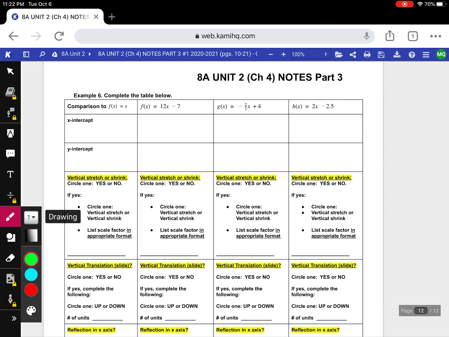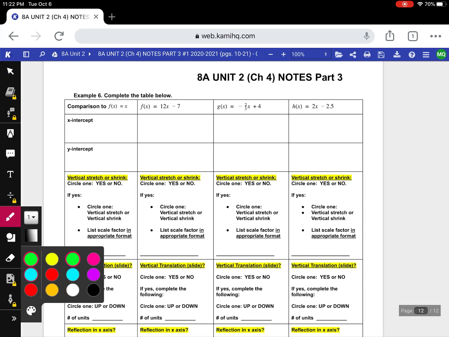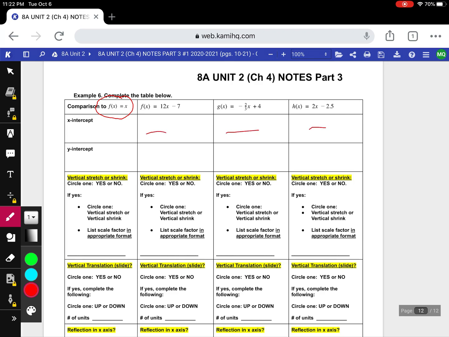And let's go down here. We're going to skip this and we're going to go to page 21. This is kind of a comprehensive list of stretches, shrinks, and reflections. So here's our parent right there. And then we have some examples here to tell us what we're doing. Don't worry so much. You can't tell what the x-intercepts are by looking. You can tell what your y-intercepts are.